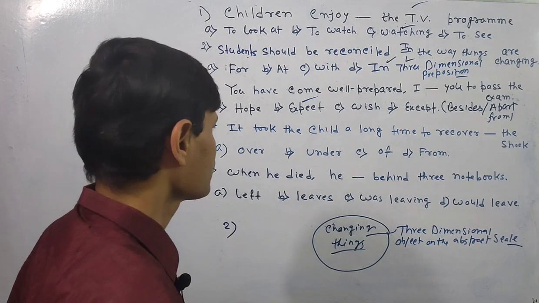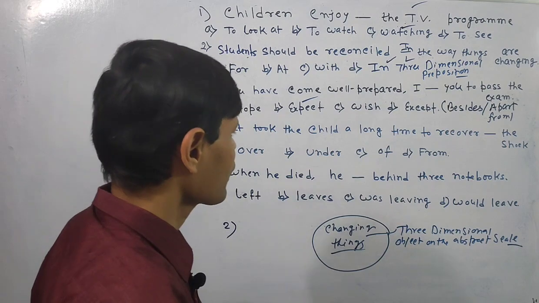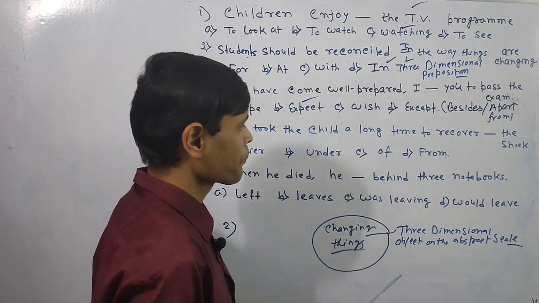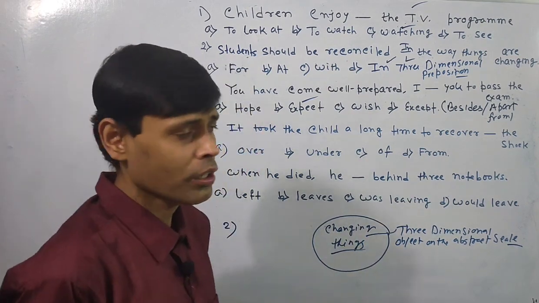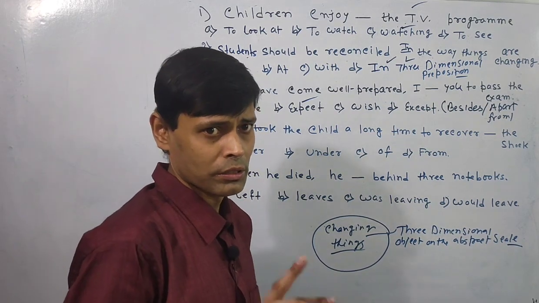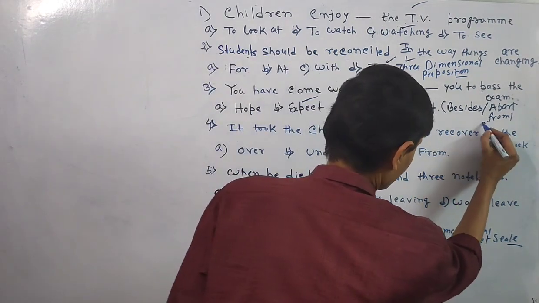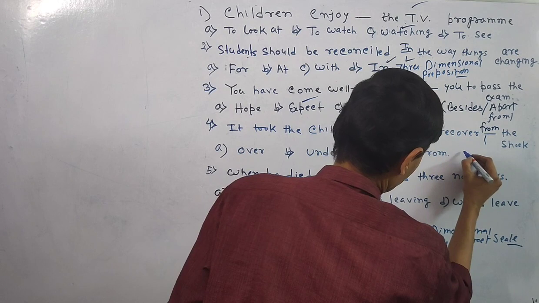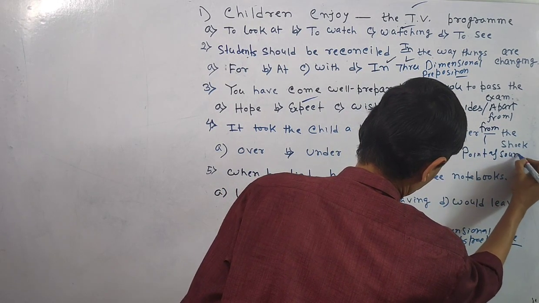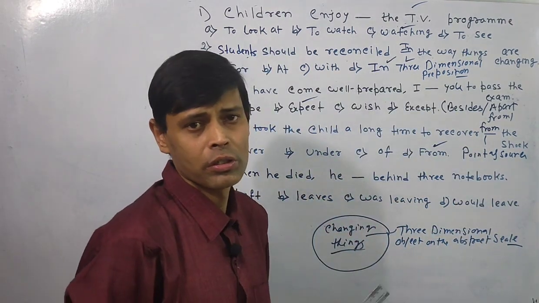It took the child a long time to, blank: over, under, off, from. Now we have to go for the source. The child recovered from the shock. Why shock? That means here from is used as the point of source. The child recovered from the point of the shock. Whenever we use such a point, meaning point of source, this means from can also be used as the point of source.